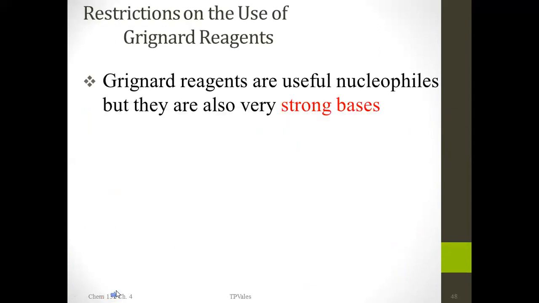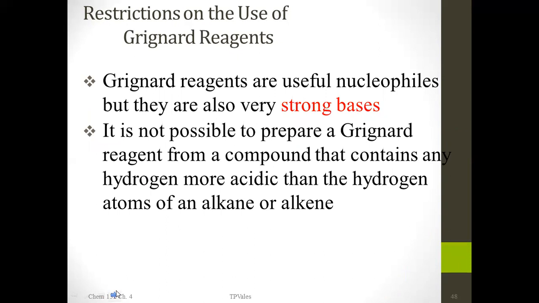So just some restrictions on the use of Grignard reagents. Grignard reagents are useful nucleophiles, but they're also very strong bases. So being a base, it's not possible to prepare a Grignard reagent from a compound that contains any hydrogen more acidic than the hydrogen atoms of an alkane or alkene. Since it's also a nucleophile, and a nucleophile seeks a positive center, a base is the one that usually abstracts a proton.